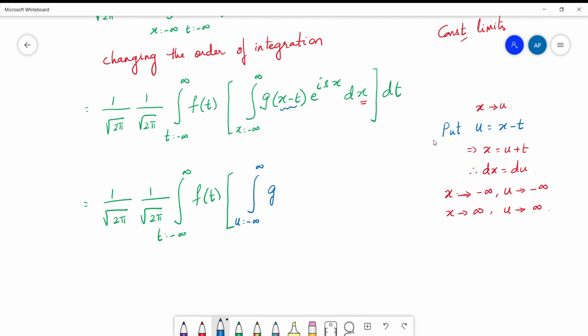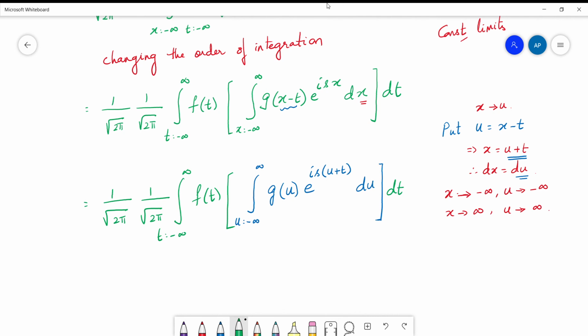Let us write x minus t as u. Then what is x now? x is nothing but u plus t, as you can see from here. And then what is dx? dx is nothing but du. So I have changed the variable x to u successfully. And then outside that, I have dt continuing. So now what have we done? We have just applied the substitution that we have made from variable x to variable u.